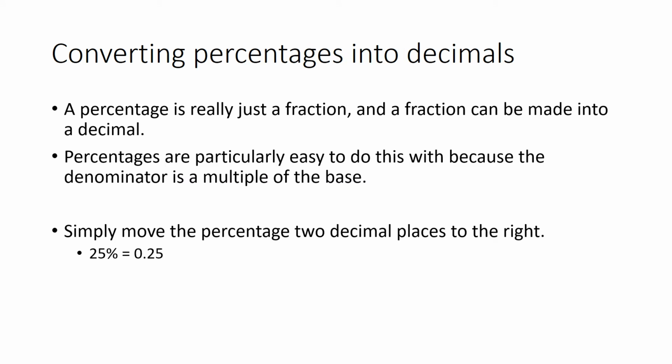If you want to convert a percentage into decimal, a percentage is really just a fraction, and a fraction can be made into a decimal. Percentages are particularly easy to do this with because the denominator is a multiple of the base. So for example, if you take the number 25%, so 25 is the number of percentages, whatever you want to call them, if you divide 25 by 100, you get 0.25.